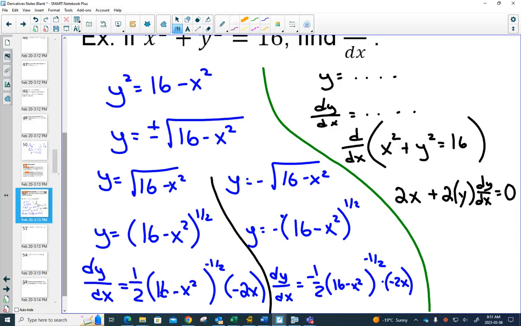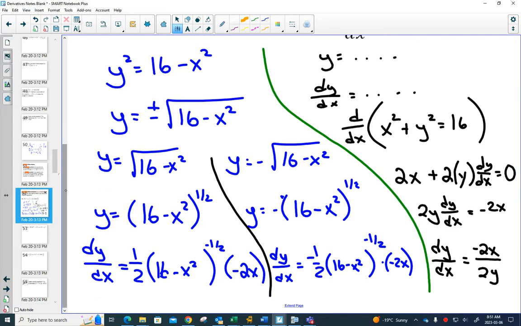to get dy dx. So, for example, can you see that I can bring the 2x over to the other side by subtracting 2x on both sides? And then I could divide both sides by 2y, and I'd have negative 2x divided by 2y. And I get that my derivative, oh, this worked out nice because it got really narrow here, is just negative x over y.